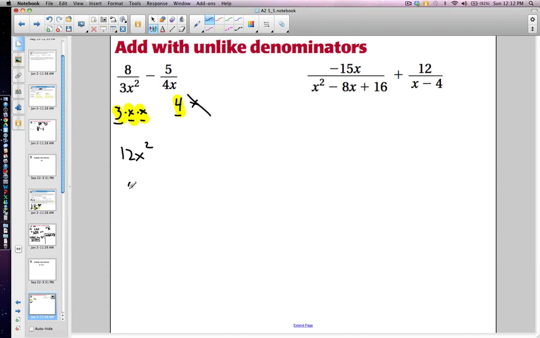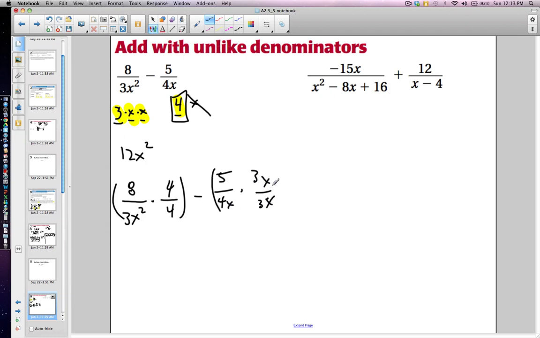So what do I have to multiply 3x squared by to get 12x squared? Well, it's the item that was missing from the other side, 4. And if I multiply the denominator by 4, I multiply the numerator by 4. And over here, what do I need? I need the 3 and 1 extra x. I already have 1x, but I need 2 x's. So this is 5 over 4x times 3x over 3x.